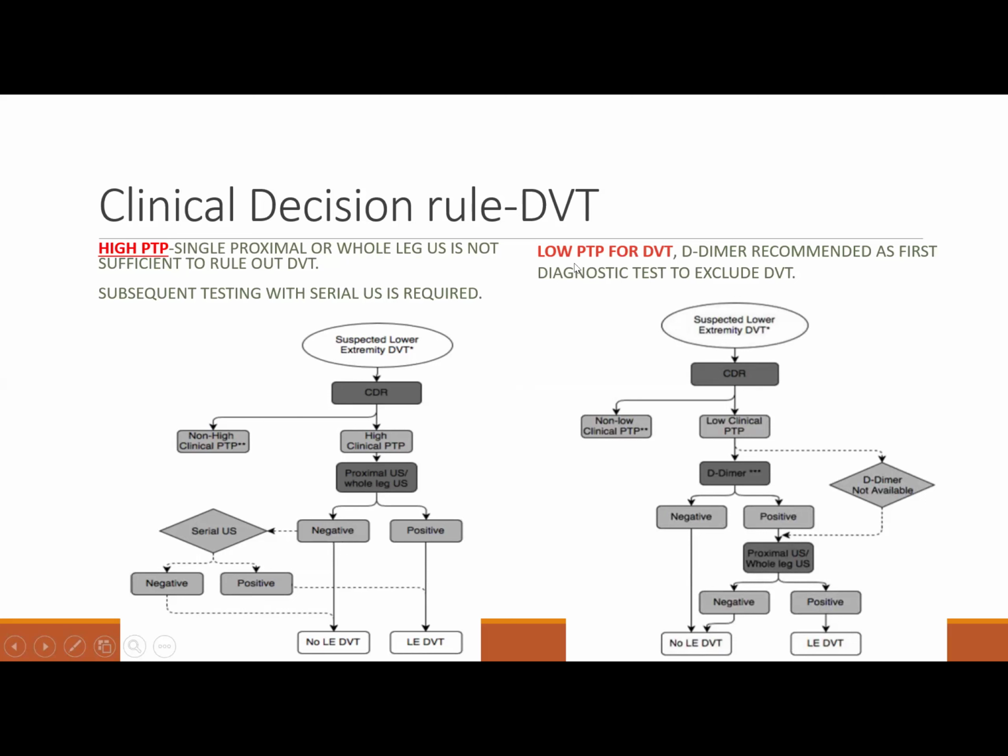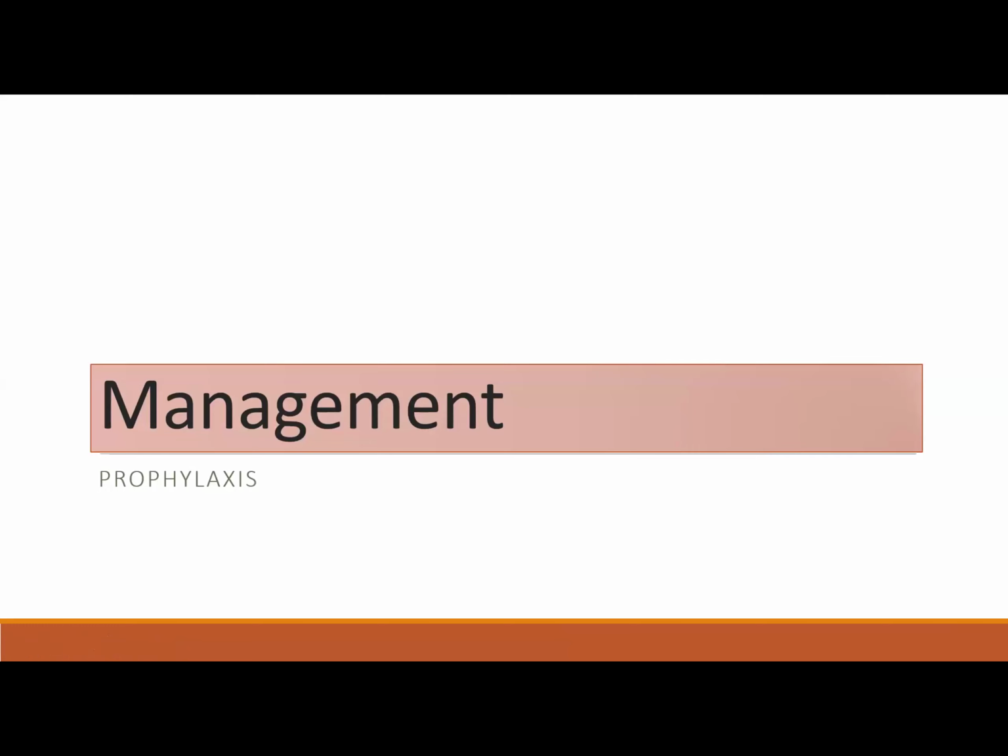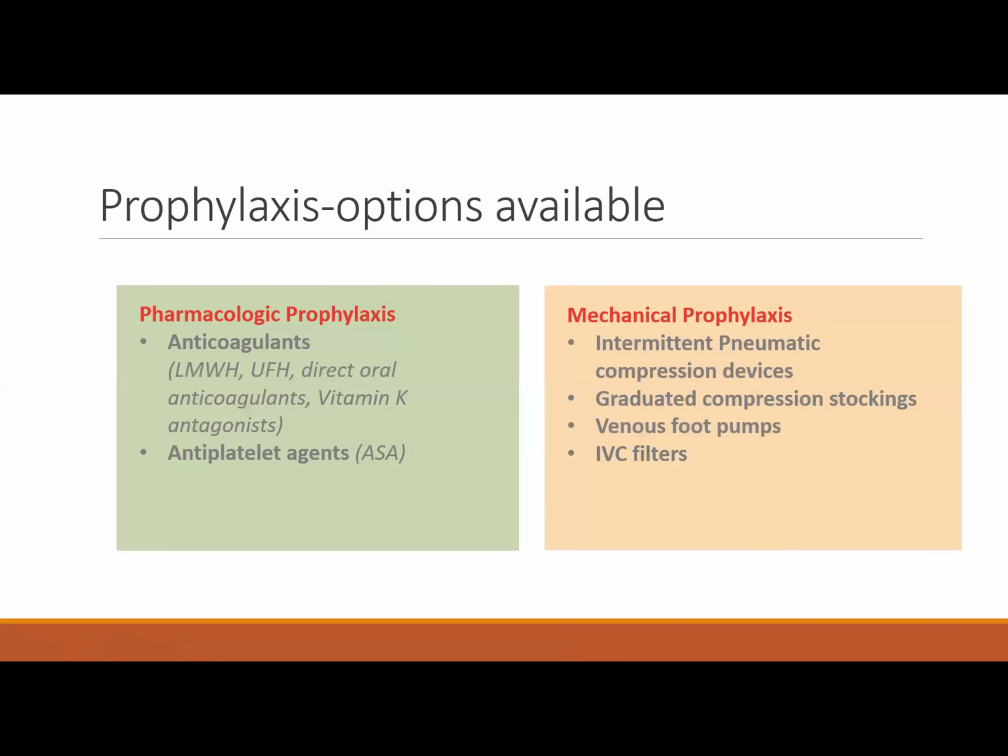In patients with low pretest probability for DVT, D-dimer is recommended as the first test to exclude the presence of a DVT. Coming to the management, I stick to only prophylaxis in the interest of time. So what are the options which we have? Pharmacological and mechanical anticoagulants, as we all know, ranging from low molecular weight heparin, unfractionated heparin, DOACs, vitamin K antagonists, and also antiplatelets in specific cohorts such as orthopedic surgeries.